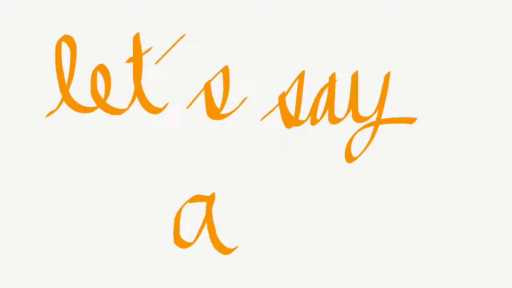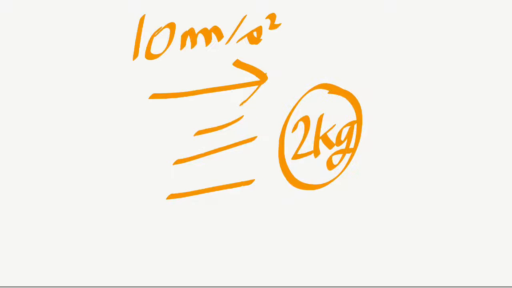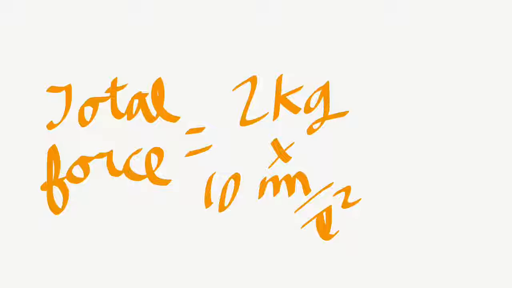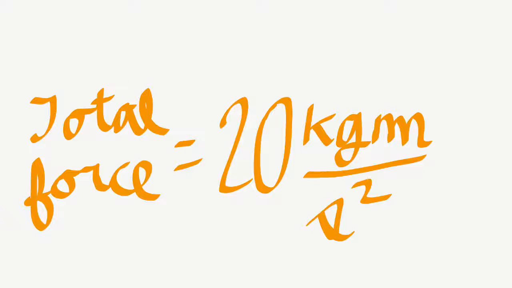So, for example, let's say a 2-kilogram ball is accelerating to the right at 10 meters per second squared. Then the total force is equal to 2 kilograms times 10 meters per second squared, or 20 kilogram meters per second squared.